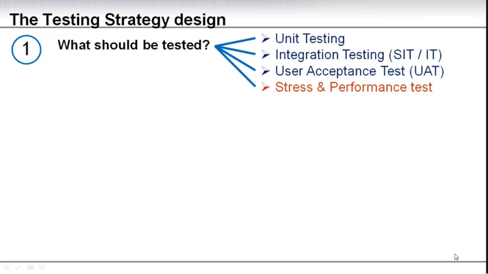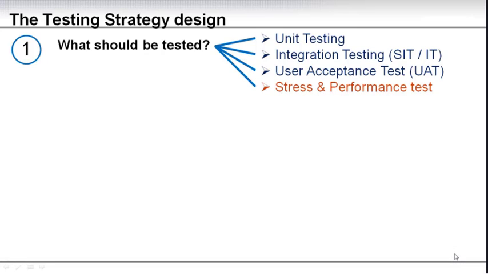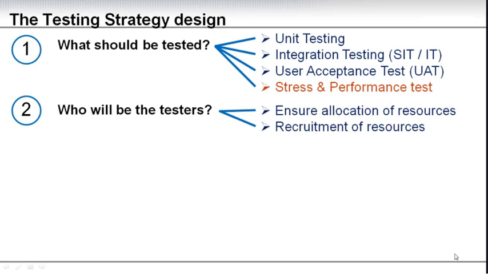Now this is a little tricky one because in many projects I've worked on, this has not been possible to do because of lack of tools or a decision that this is a test that's not to be included. But these are the standard tests that are in the SAP methodologies. So you need to determine what should be tested: all, a subset, or more than this. Secondly, who will be the testers? We need to make sure we have allocation of resources, and we might need to recruit resources depending on who you want to do the particular test.